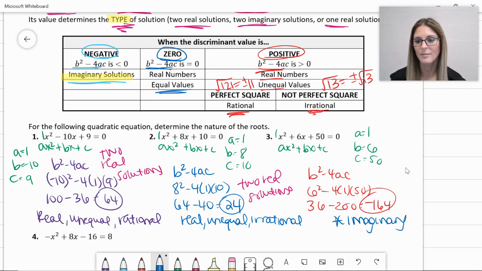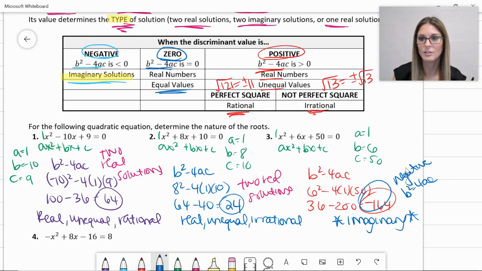And I'm going to star it because this is the one we're going to see on our end of course, because the only types of quadratics that we work with are ones that have imaginaries in Algebra 2. It's the only reason we talk about them. So these are imaginary when they are negative. So instead of solving your entire quadratic, you can just do the discriminant, and if it's a negative value, imaginary solutions.